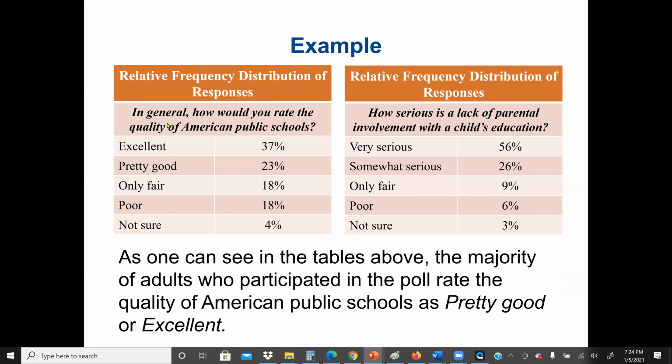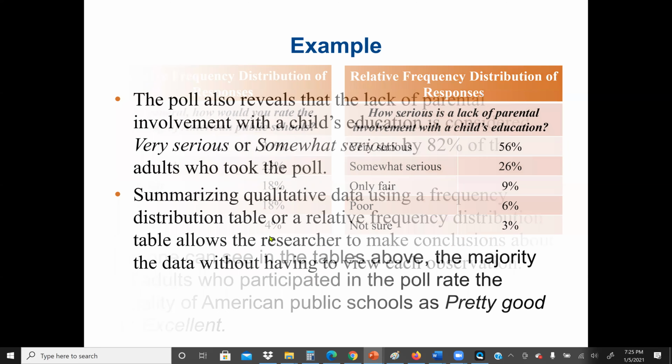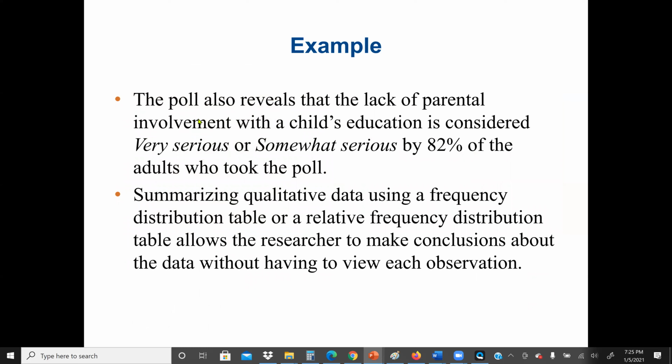So here we can see that, in general, for the same question, how do you rate the quality of American schools, the relative frequency. Again, we divide. So when you add all these percentages, you should get 100, because we are dividing the frequency for each class by the total. Here we see a poll also reveals that the lack of parental involvement with a child's education is considered very serious or somewhat serious by 82% of the adults who took the poll.